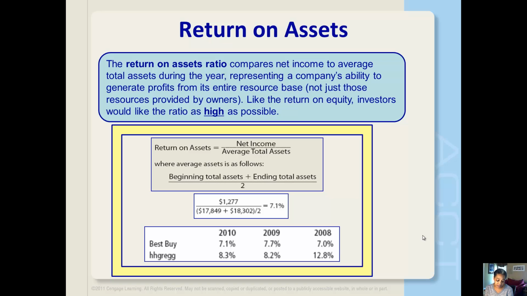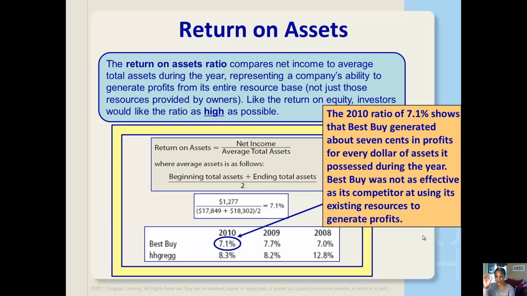The return on assets ratio compares net income to average total assets during the year, representing a company's ability to generate profits from its entire resource base and not just those resources that were provided by owners. So like the return on equity, investors would like to see this ratio as high as possible. But here again, for Best Buy, this ratio is declining. And in this case, this ratio, return on assets, is lower for Best Buy than for H.H. Gregg. But if you look at the trend, that has been the case in the last 3 years.